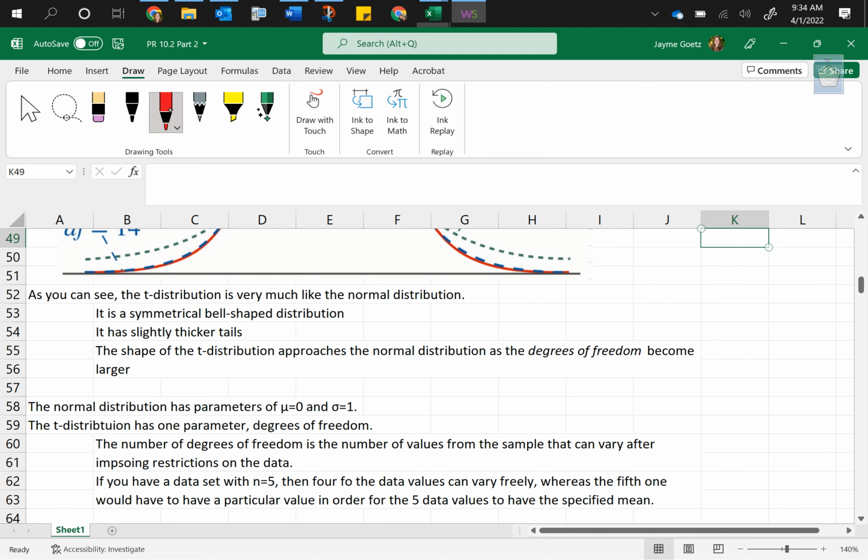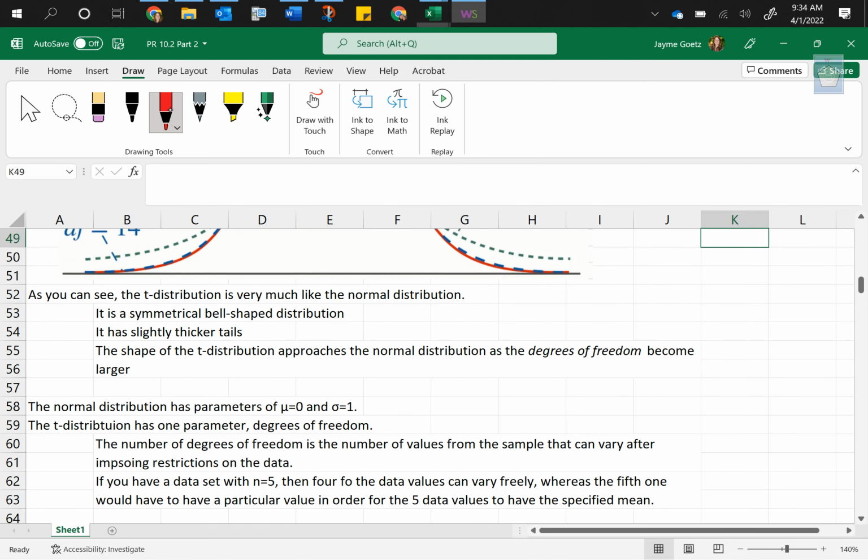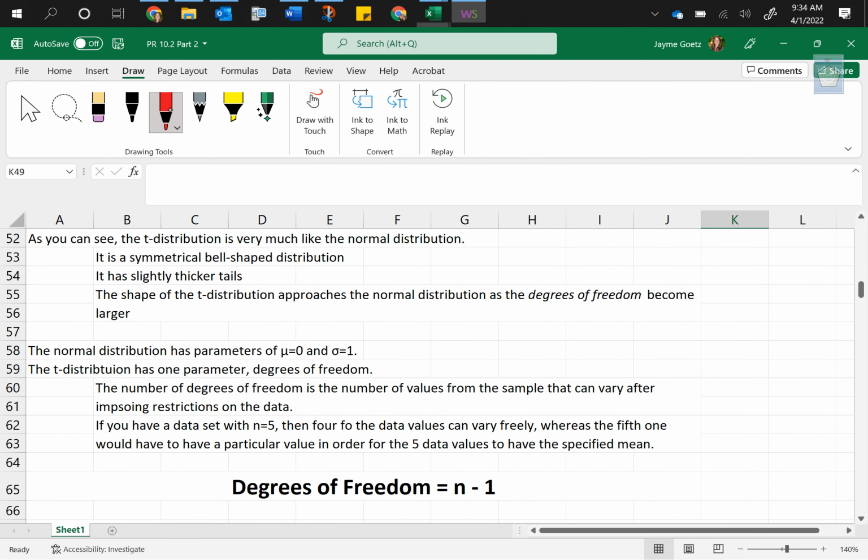If you have a data set with n equals 5, so a data set sample of 5, then 4 of the data values can vary freely, whereas the fifth one would have to have a particular value in order for the 5 data values to have a specified mean. That means the degrees of freedom is n minus 1. The degrees of freedom is literally just my sample size minus 1. That's all it is. So if you have a sample size of 5, my degrees of freedom is going to be 4. If you have a sample size of 100, my degrees of freedom is going to be 99. That's it. Okay, that's all degrees of freedom is.